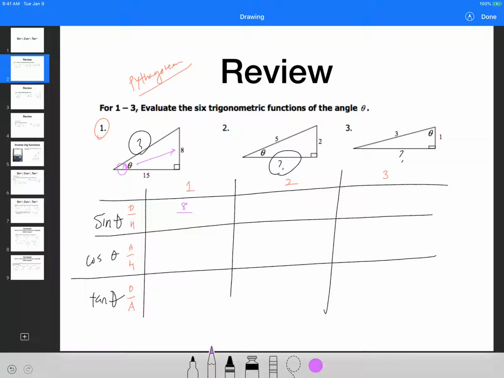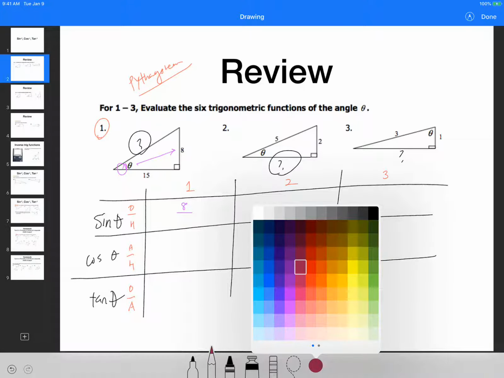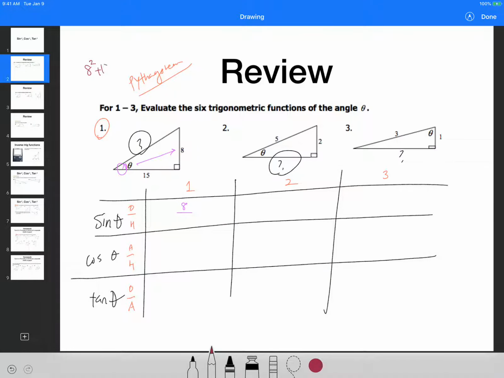Now the problem is I don't know what my hypotenuse is, but you have to figure that out by using the Pythagorean theorem. So here, it will be 8 squared plus 15 squared is equal to c squared. Type that in your calculator, so it's 64 plus 225, which would give you 289, which gives you c squared. And then that means that c would be 17. So your hypotenuse would be 17.